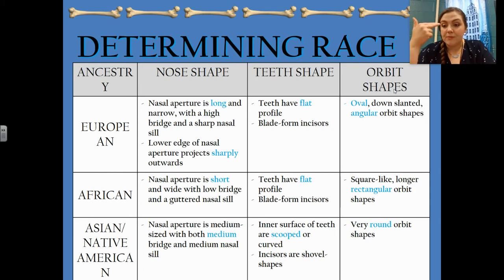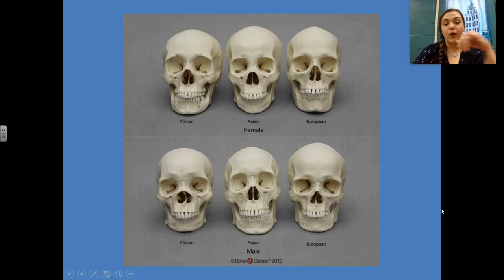Very, very round orbit shape. So European, longer, more oval, so rounded but longer. African is more square, so has more squared off edges. And then Asian is very round. So let's look at some pictures so you can kind of see it, okay?